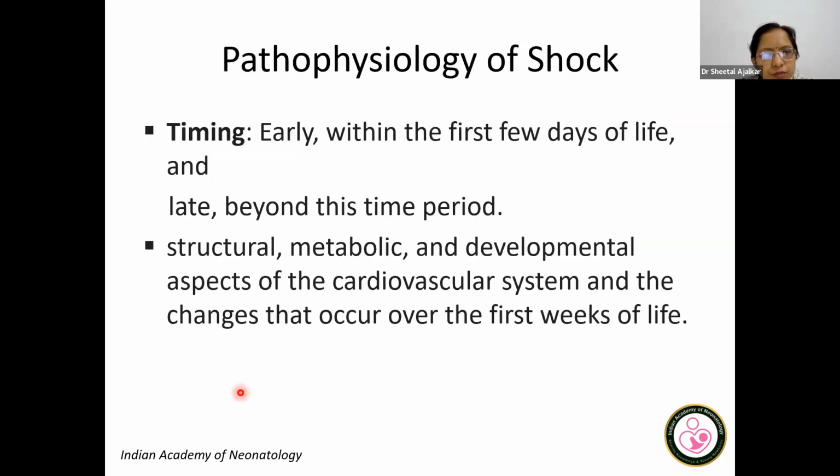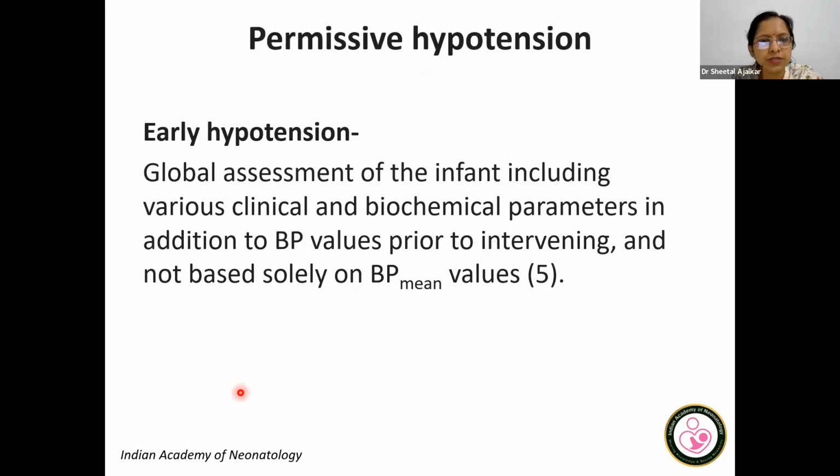So, pathophysiology of shock. In shock, we have to see how it is happening. Is it in the early hours, the early few days of life, or the late few days of life? Because the baby's structural, metabolic, and developmental aspects of the CVS change over the first few weeks of life. So, early hypotension: there should be a global assessment of an infant, including various clinical and biochemical parameters, prior to intervening, and not based solely on BP.